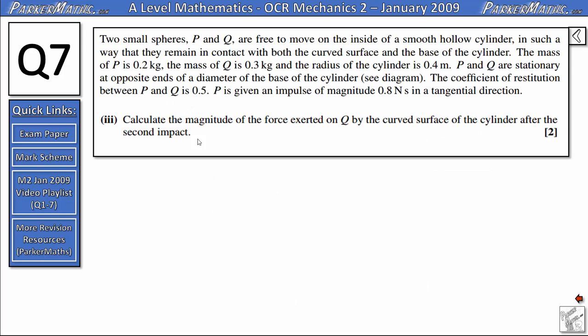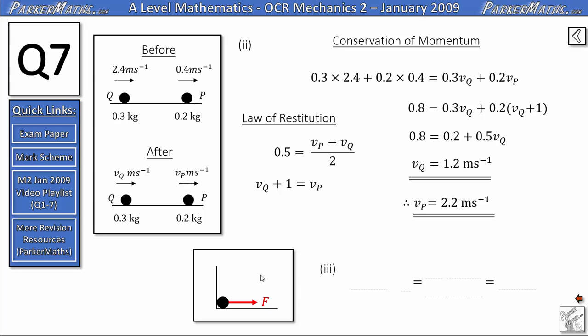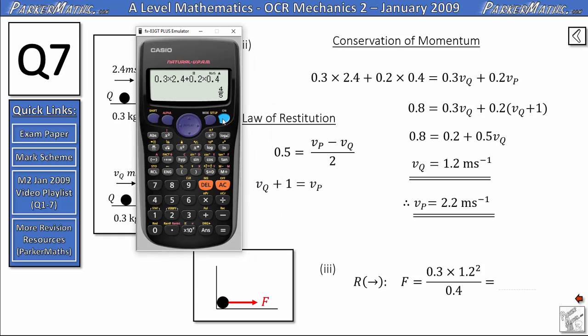In part 3, we need to calculate the magnitude of the force exerted on Q by the curved surface of the cylinder after the second impact. Well, as the motion of Q is circular, there must be some centripetal force acting towards the centre of the circle. We'll call that force F. If we resolve towards the centre of the circle, that force must be equal to mv squared over r. The mass is 0.3 multiplied by 1.2 squared, divided by r, which is given in the question as 0.4. If we put that into our calculator, that gives us 1.08 newtons.